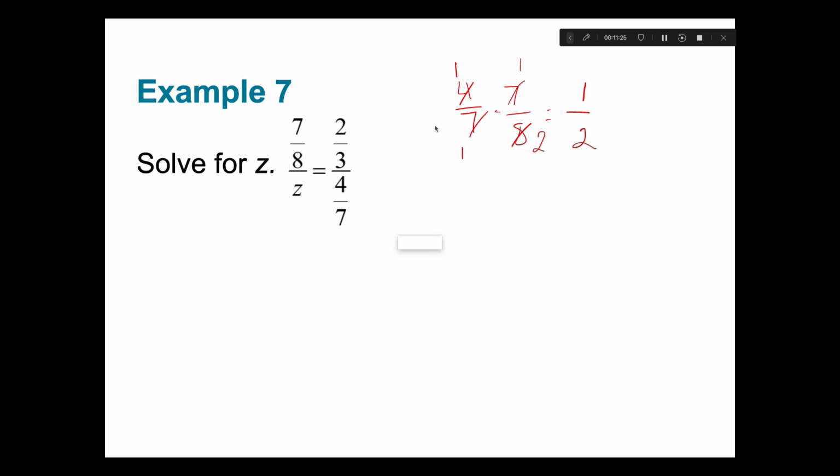What am I going to do in my next step? I'm going to divide by my last fraction. So I'm dividing by 2/3. How do I divide fractions? Flip and multiply. 3 times 1 is 3. 2 times 2 is 4. So my answer for Z is 3/4. Okay? So work it out step by step. It's not difficult. It just takes some time.